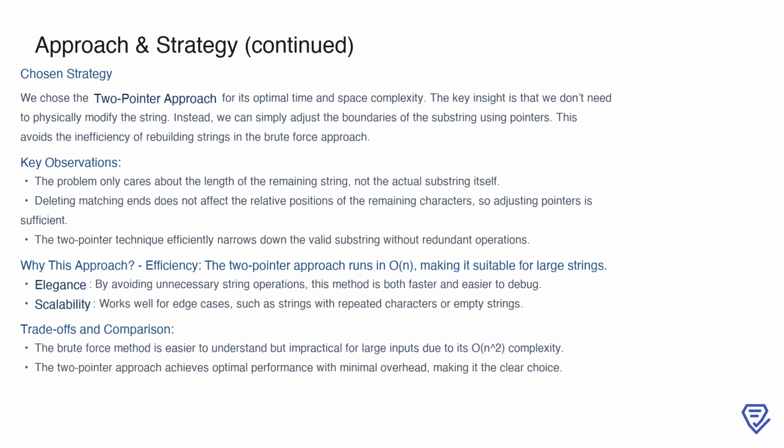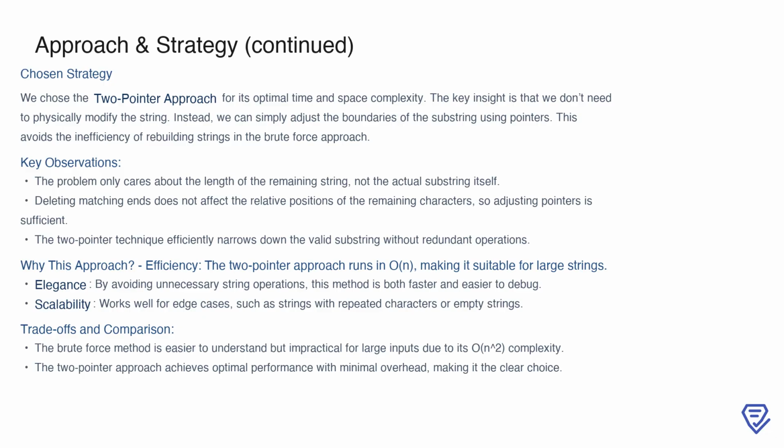Matching ends can be ignored without affecting the relative positions of the remaining characters, and the two-pointer technique does this seamlessly. This method is efficient, with a linear runtime, and avoids the pitfalls of the brute force approach. It's also elegant in its simplicity, as it eliminates redundant operations and provides a clear, scalable solution.